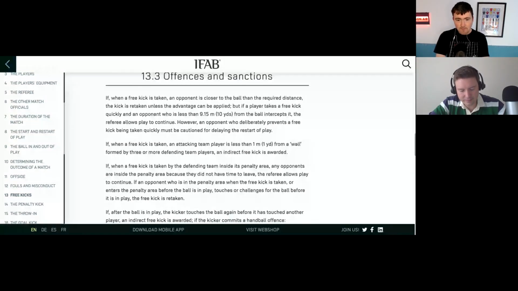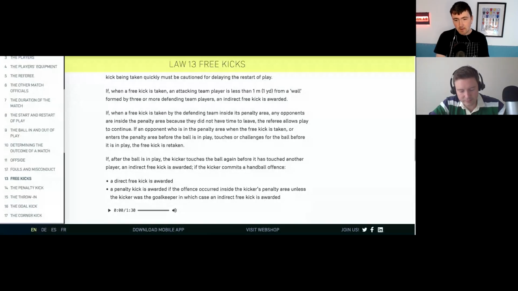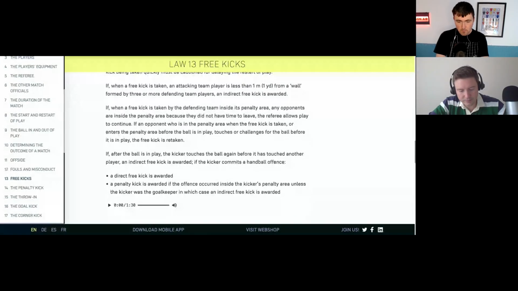Right. If there is an attacking player within a yard of the wall, which was the one we spoke about earlier, if that offence is committed, then it's an indirect free kick to the defending team, I suppose.